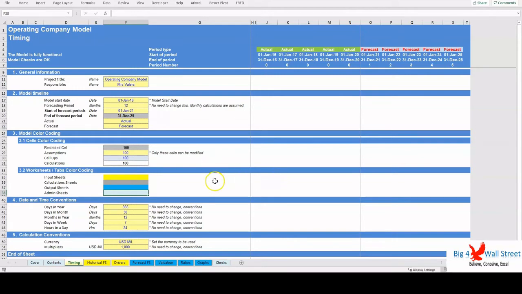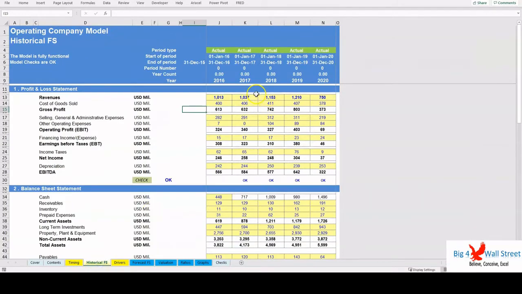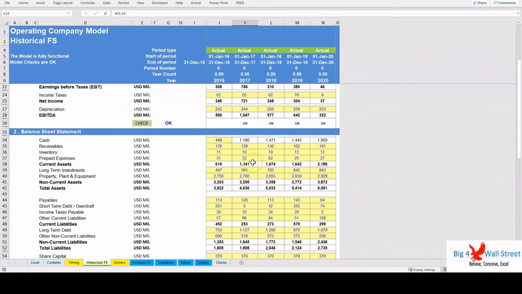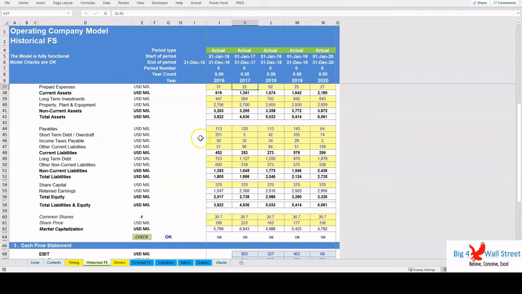On the Historical FS tab, the user can fill the yellow input cells to match the historical financial statements of the operating company. The historical financial statements are set to balance out automatically based on the assumptions the user enters for the profit and loss and balance sheet.